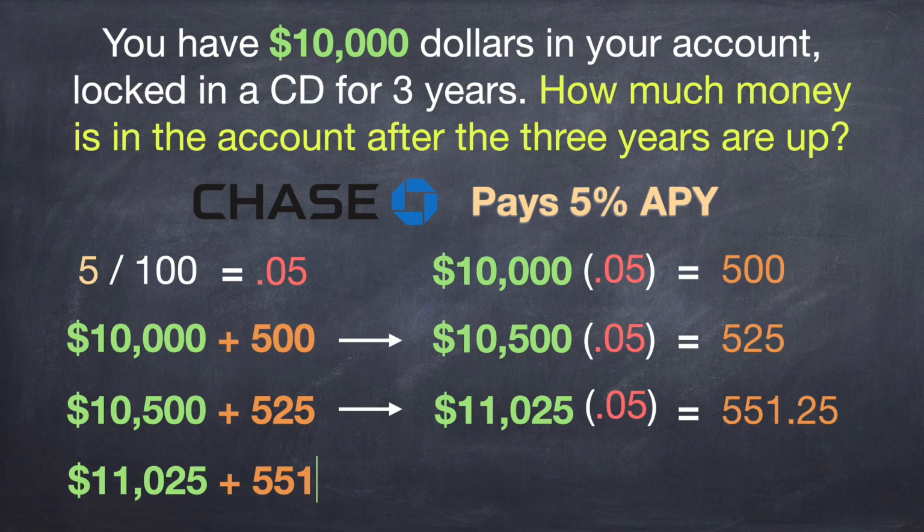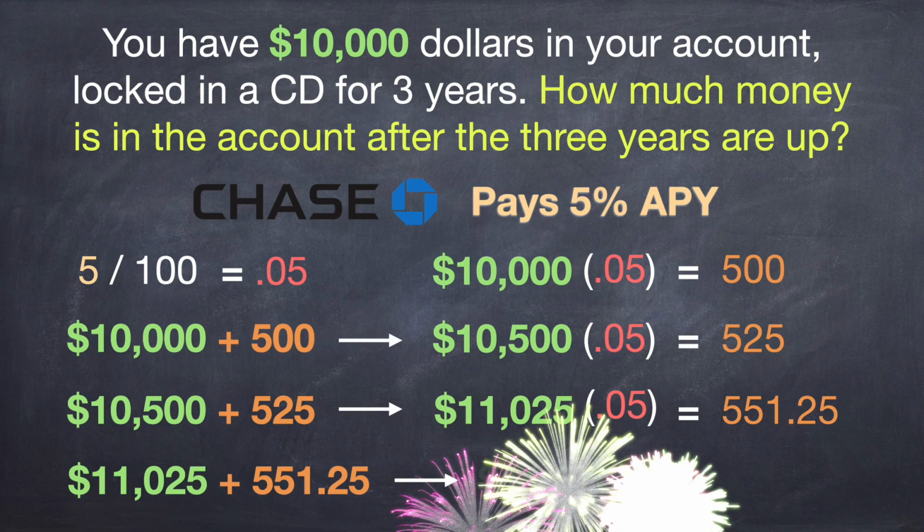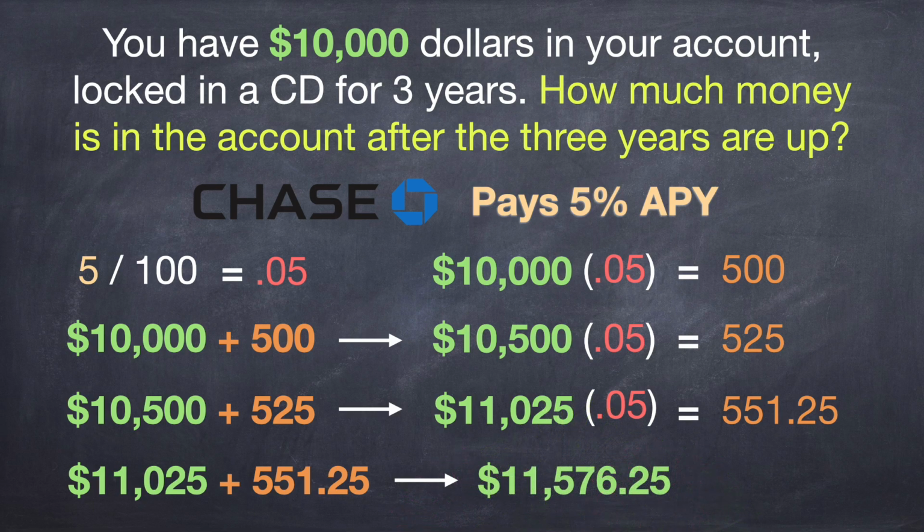So now let's add those up. And that's going to give us, at the end of the 3 years, the money in your account is going to be $11,576.25 if you put it into a CD.